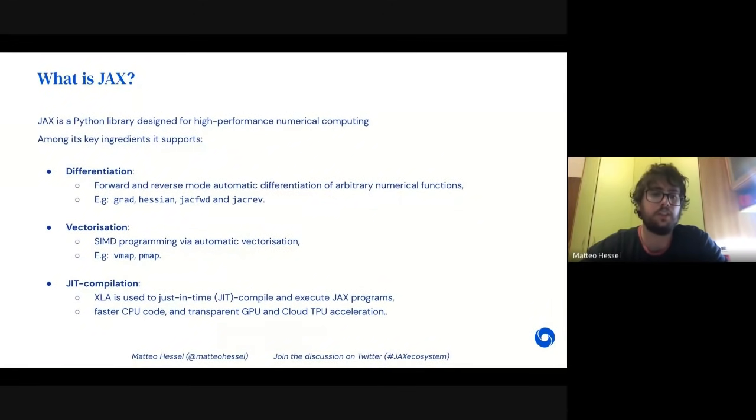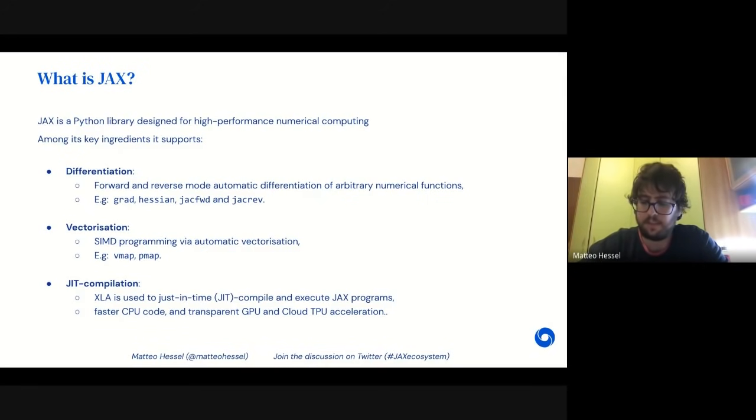One is differentiation: forward and reverse mode automatic differentiation of arbitrary numerical functions. Here we have a whole lot of JAX primitives like grad, Hessian, Jacobian forward, and Jacobian rev, that allow you to implement and exploit the automatic differentiation capabilities of JAX.